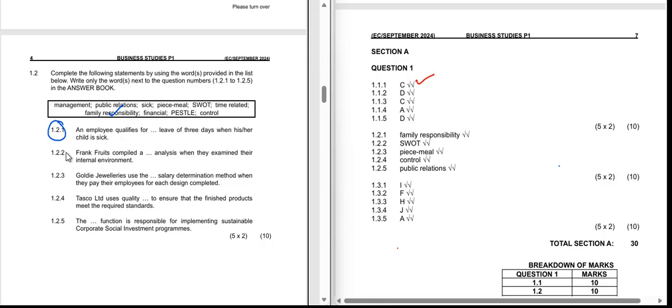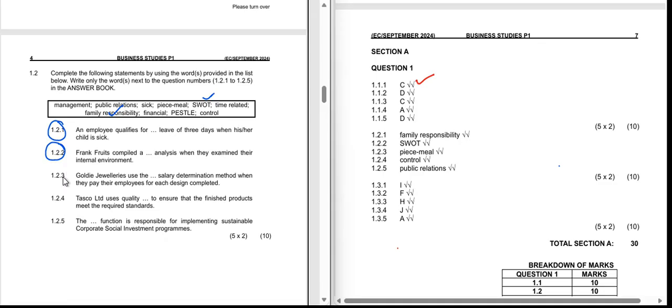And the next one, Frankfurt compiled a dash analysis when they examined their internal environment. So this one is straightforward. That's the SWOT analysis. So remember, this is where you evaluate your strengths, your weaknesses, opportunities, and threats. All right. So this one was straightforward.